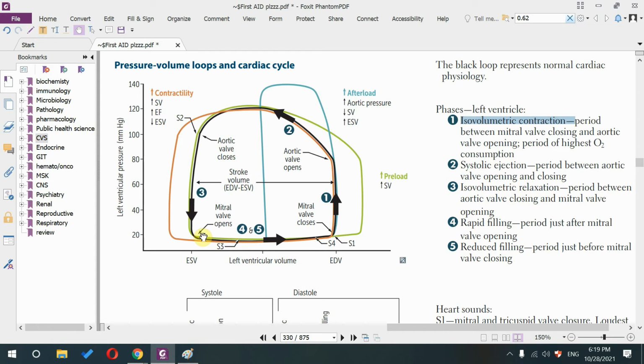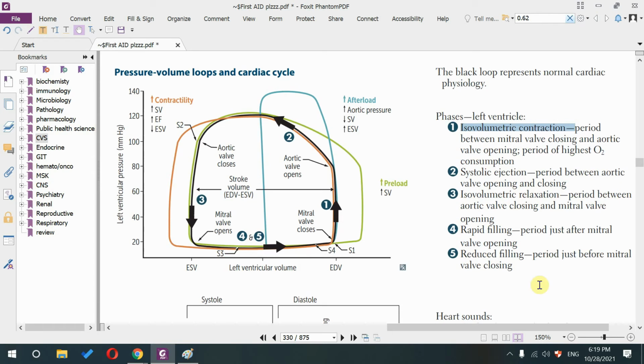Initially we have rapid filling, then we have reduced filling, and I will explain exactly what that means. It's super important to know the difference between these two. But first of all, let's speak about the isovolumetric relaxation. They write for you, it's the period between the aortic valve closing and the mitral valve opening.